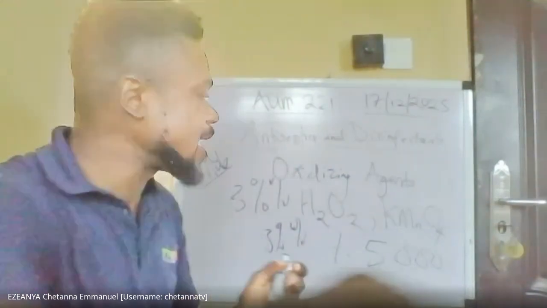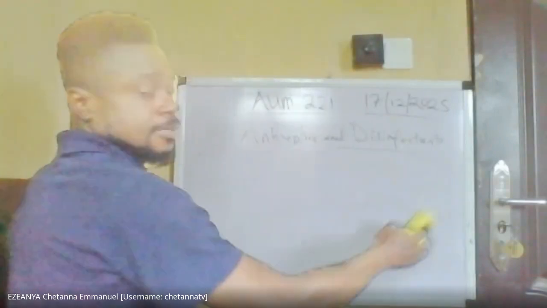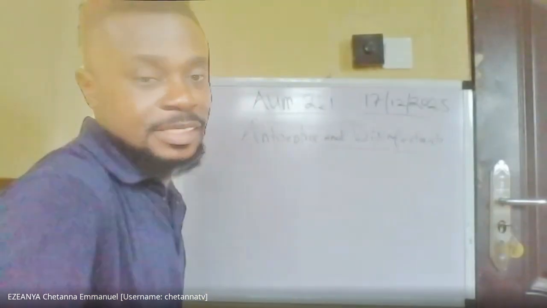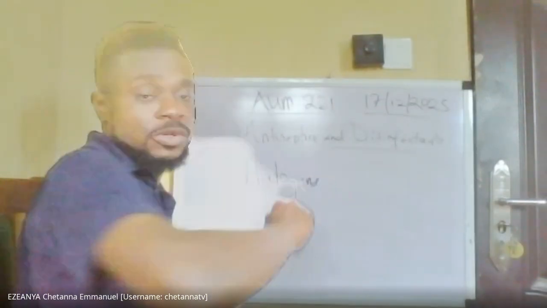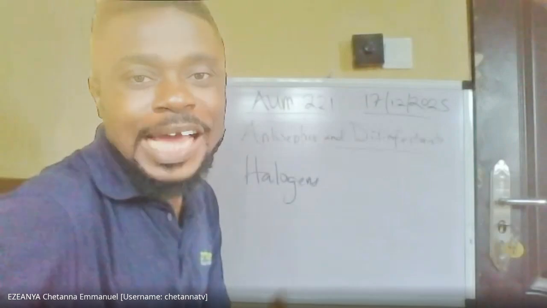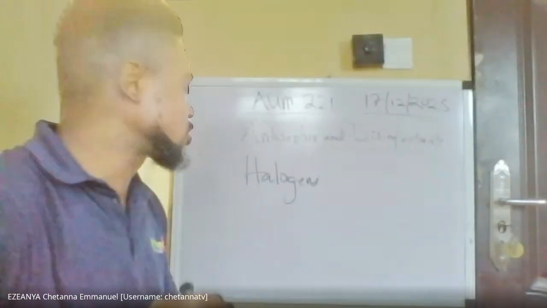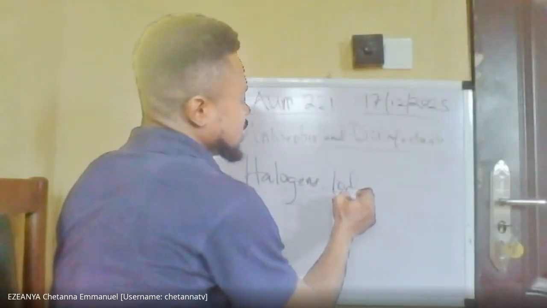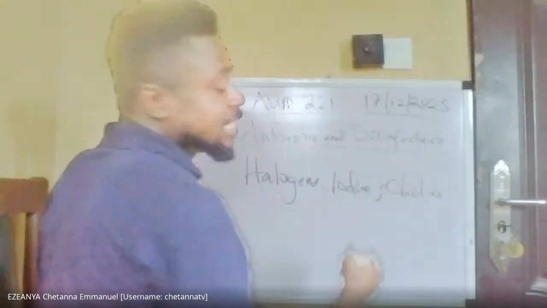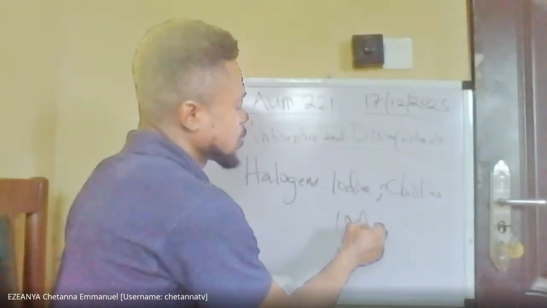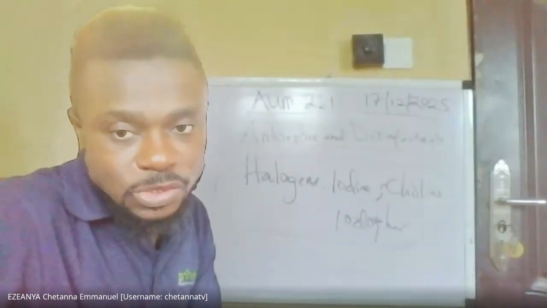Then another class I want to talk about is the halogens. So here we have iodine, chlorine, and their derivatives. Then iodophors. So these are under the halogens.